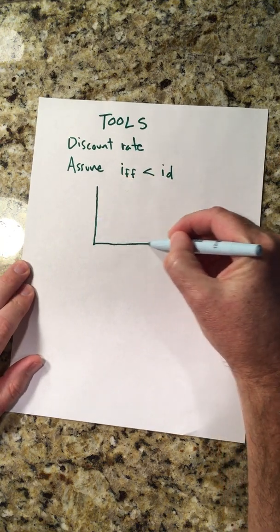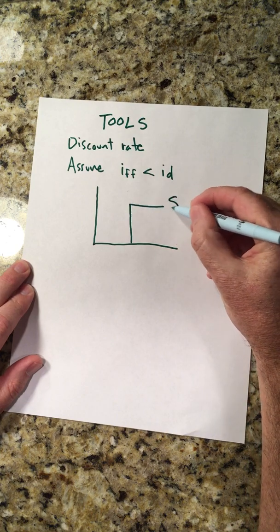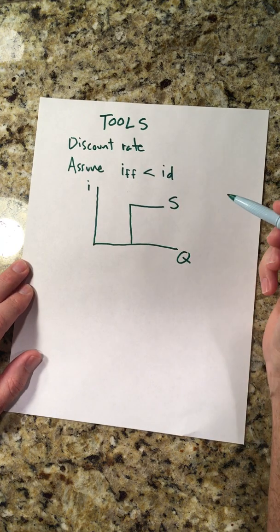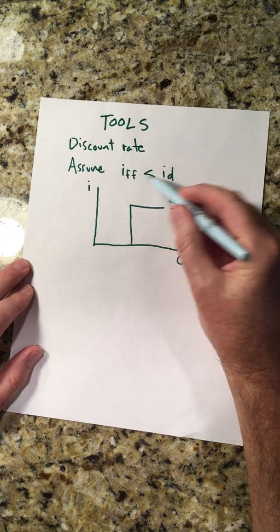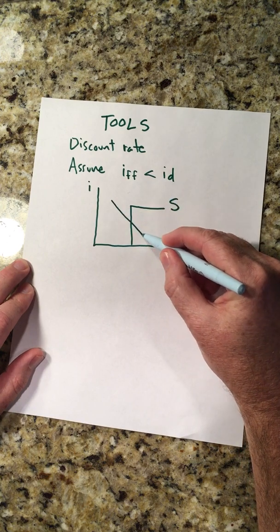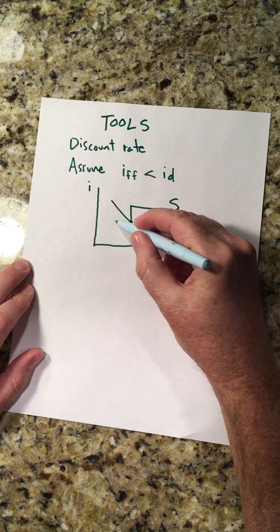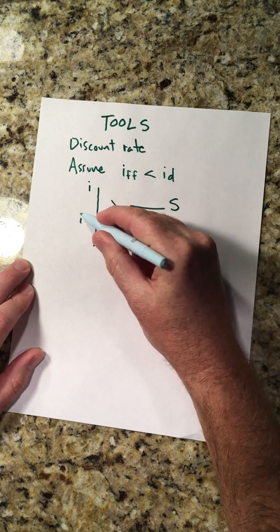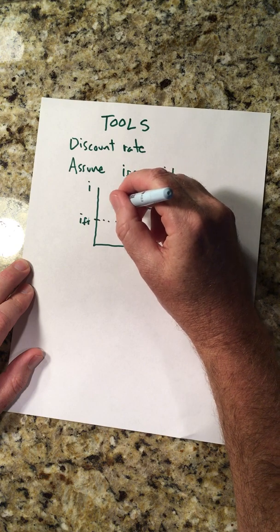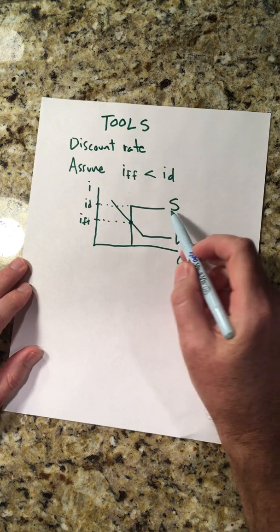What that means is that if I graph my market for reserves, I have something like this. Supply is here, interest rate on the vertical axis. IFF is less than ID just means that the demand curve should intersect the supply curve somewhere like here, where IFF is down below the discount rate, and the discount rate is just always where the supply curve levels off.